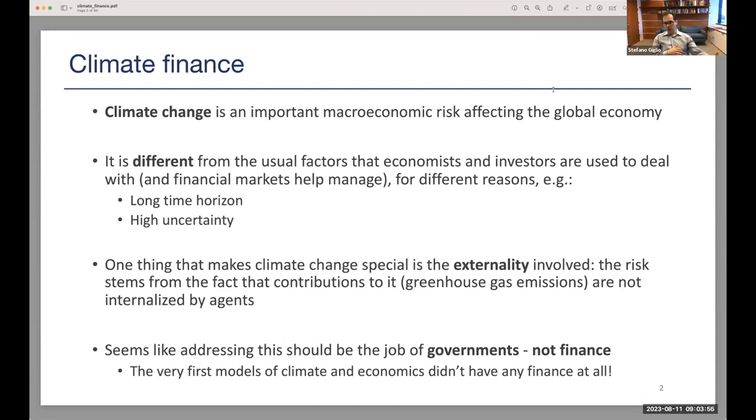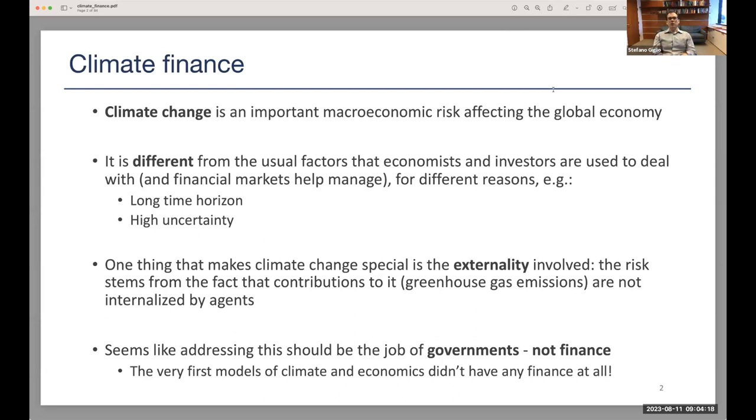It's very slow moving. The interactions between the climate and the economy are not well understood. The dynamics of the climate are not well understood. And because of all of this, there's a lot of uncertainty. It's the kind of uncertainty we typically do not deal with in financial markets, even though there's a part of finance that does deal with that. Because of all this, it is a very different risk than other types of risk.